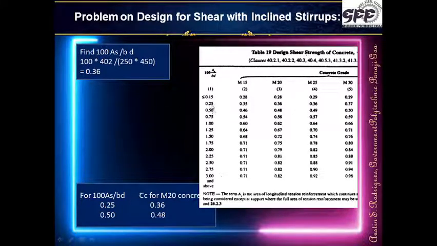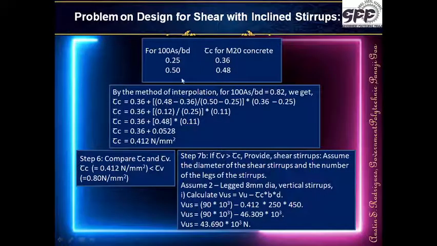So the value 0.36 would be falling in between these two, 0.25 and 0.5. For 0.25 the value is 0.36 and for 0.5 the value is 0.48. So somewhere in between these two the value would be there. Now we need to interpolate to get the value. For 0.25 it is 0.36, for 0.5 it is 0.48.